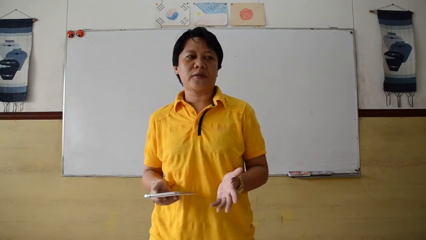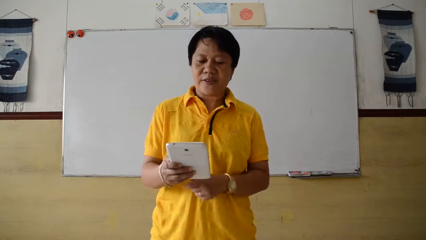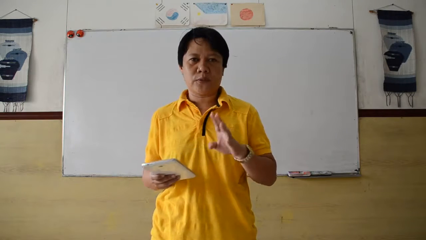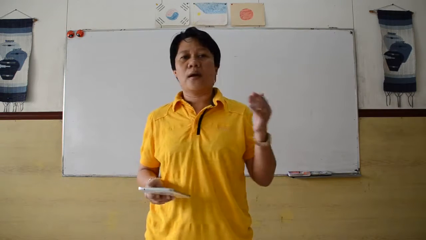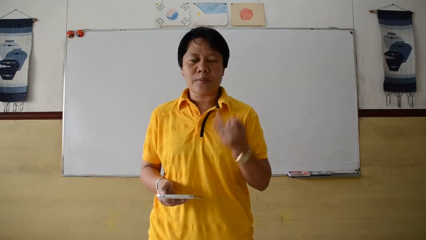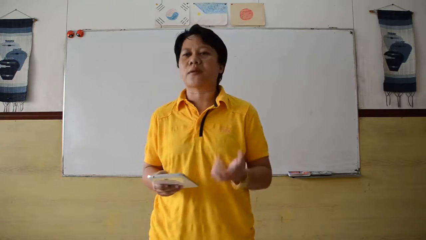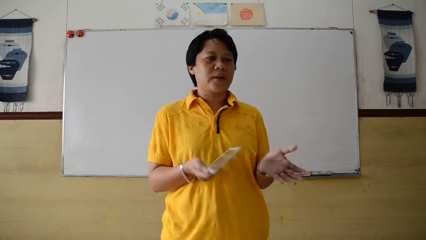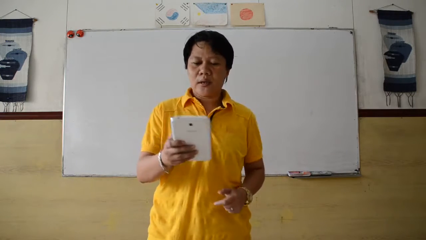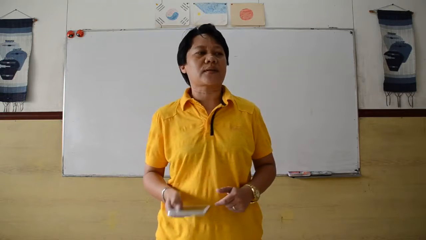Today I'm going to talk about the overview of the 12 tenses in English. The 12 tenses are divided into 4 groups: the simple tenses, the progressive tenses, the perfect tenses, and the perfect progressive tenses. Let's talk about this one by one. First, we have the simple tenses.